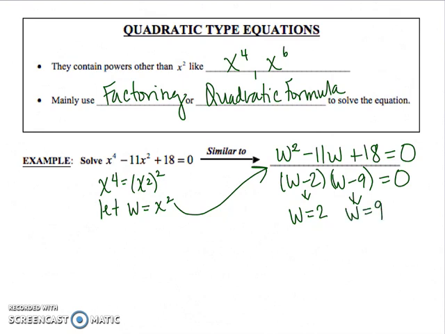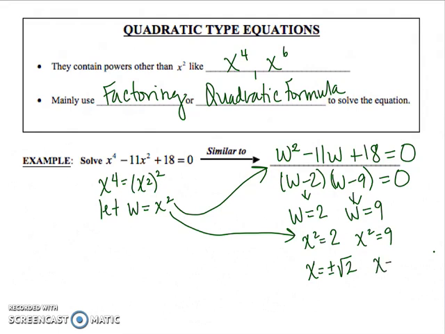Now we're not done with the problem, because remember we did a substitution. We let w represent x squared. So now we have to bring that back, and we have to say, well, that means that x squared equals 2, and that means that x squared equals 9. So if we solve by square rooting both sides, that tells us x equals plus or minus the square root of 2, and over here x equals plus or minus 3. So we actually have 4 solutions to this problem, which makes sense because we had an x to the fourth power in our equation. The highest exponent in our equation tells us how many total solutions we should expect to have.